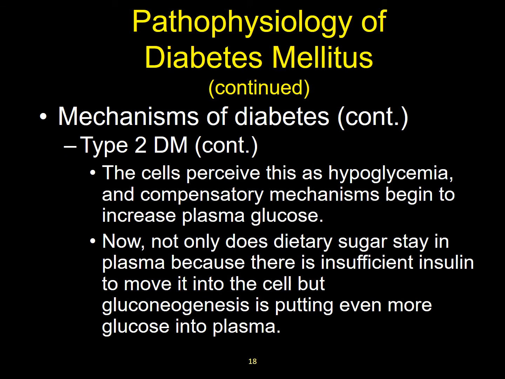So here's what happens when the key won't work in the lock. The cells perceive this as hypoglycemia because your cells can't get any sugar in. So a bunch of stuff happens. One of them is that you start making more glucose. Gluconeogenesis cranks up, right? Now, your body is still throwing a bunch of insulin at this cell.